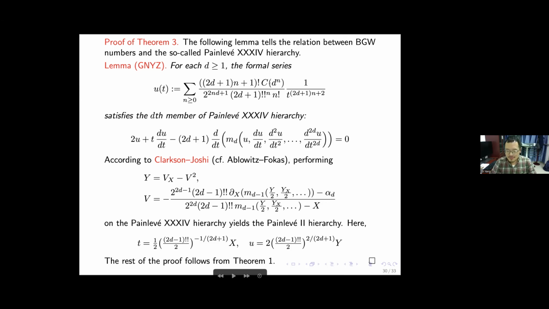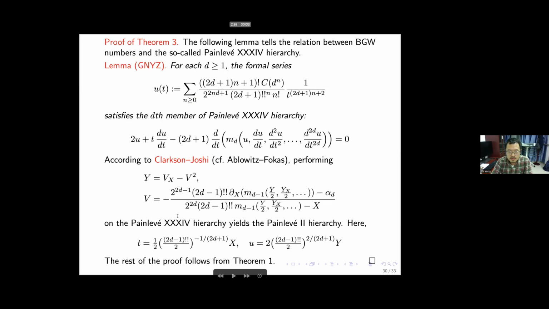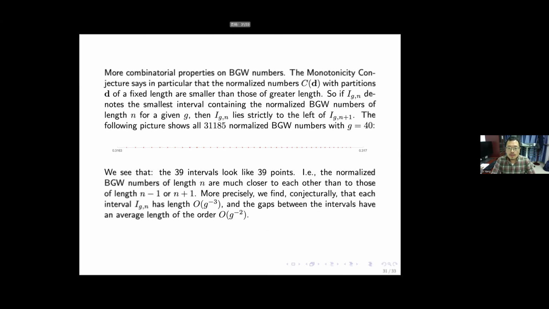uniform in the BGW numbers case, and to get the uniform 1/π asymptotics. So this gives all the asymptotics. Of course, in the transformation we also need to use the so-called rapid divergence series.